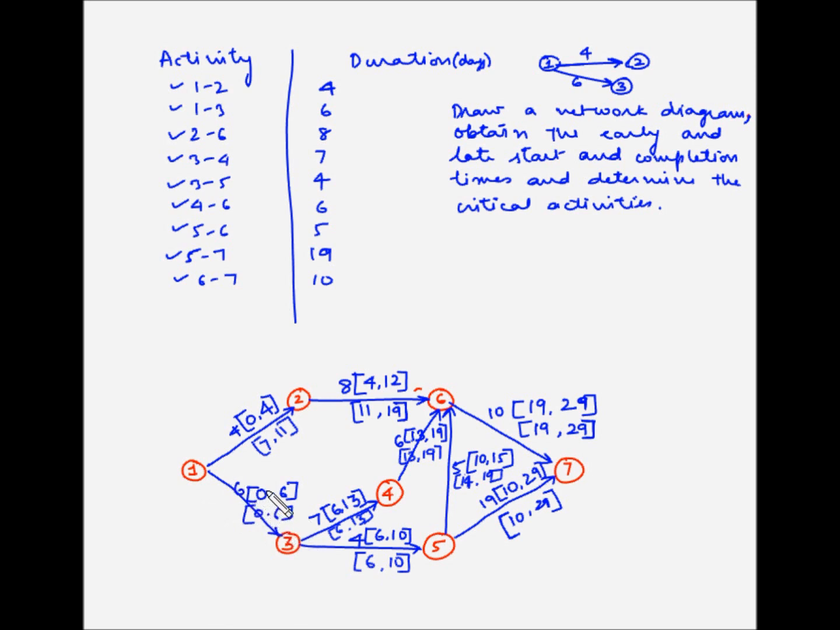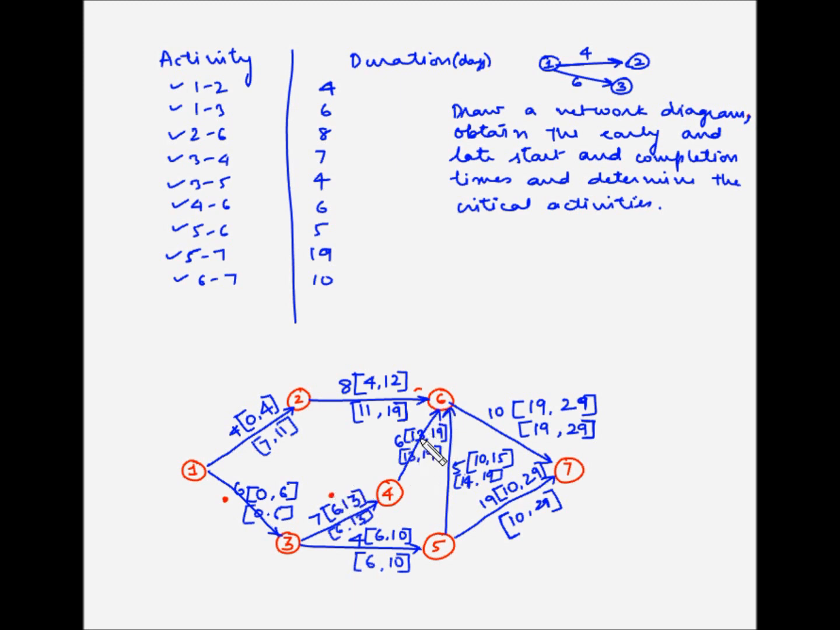So now for 1 to 3, the earliest start time is 0 and the latest start time is also 0. So this is good. Now the earliest finish time is 6 and the latest finish time is also 6. So both these set of numbers match. So this is on the critical path. So let's put a red dot here indicating that this is on the critical path. Now let's take activity 3.4. So earliest start is 6, latest start is 6, earliest finish is 13, latest finish is 13. So this looks like a critical activity.